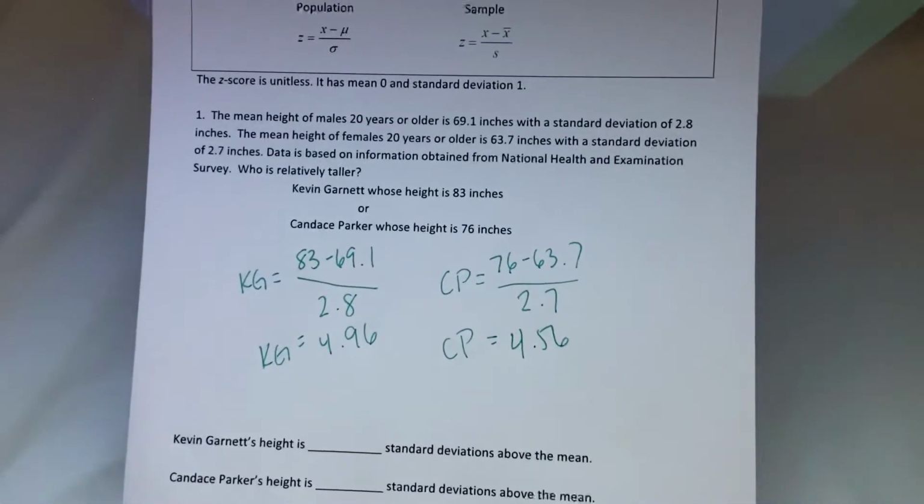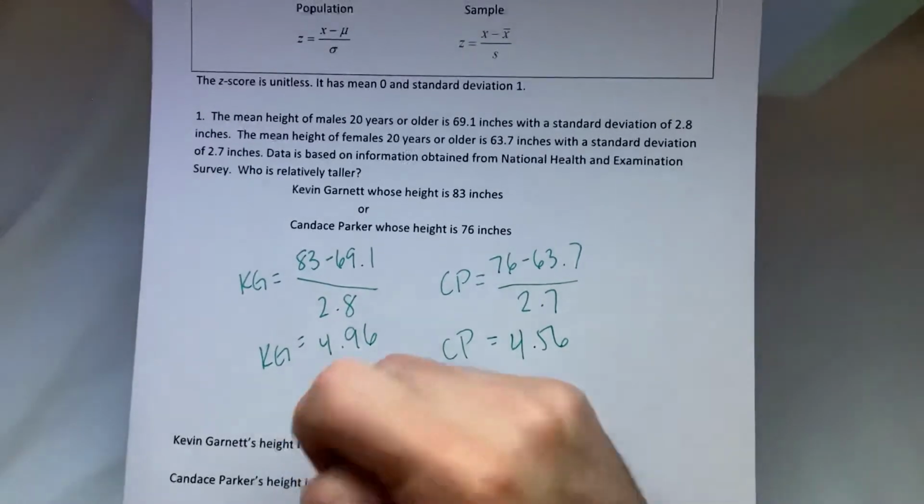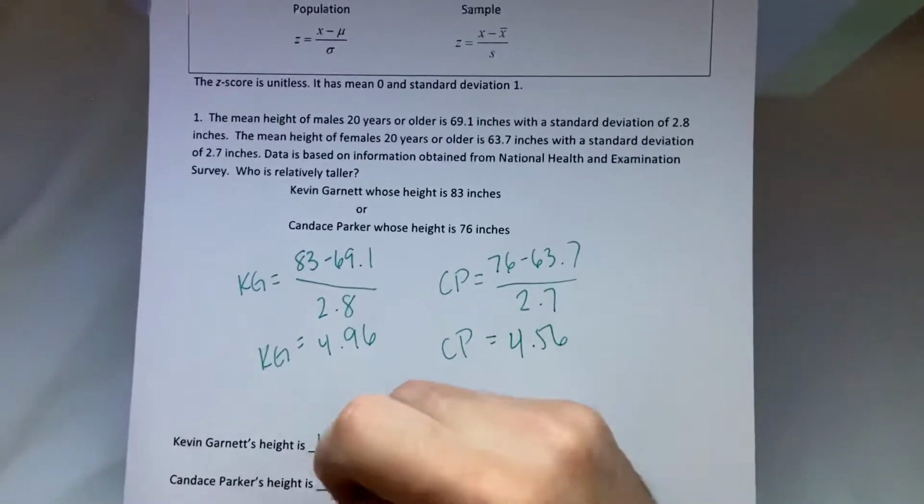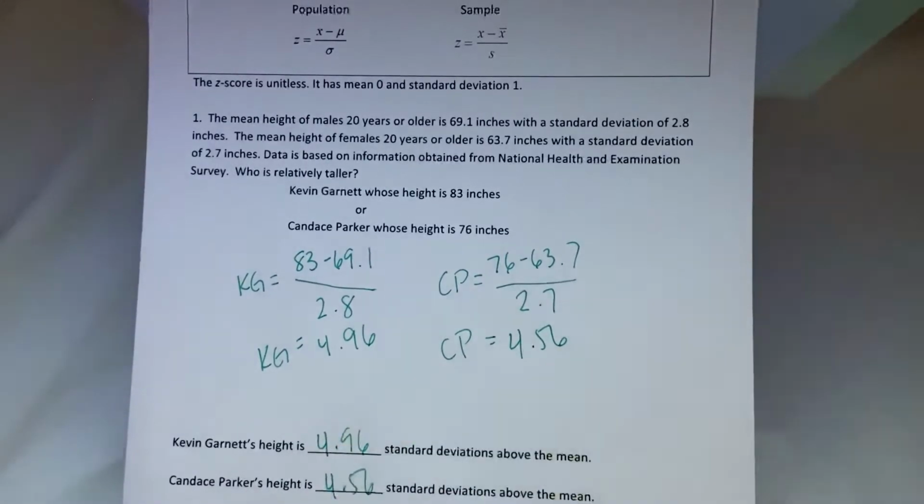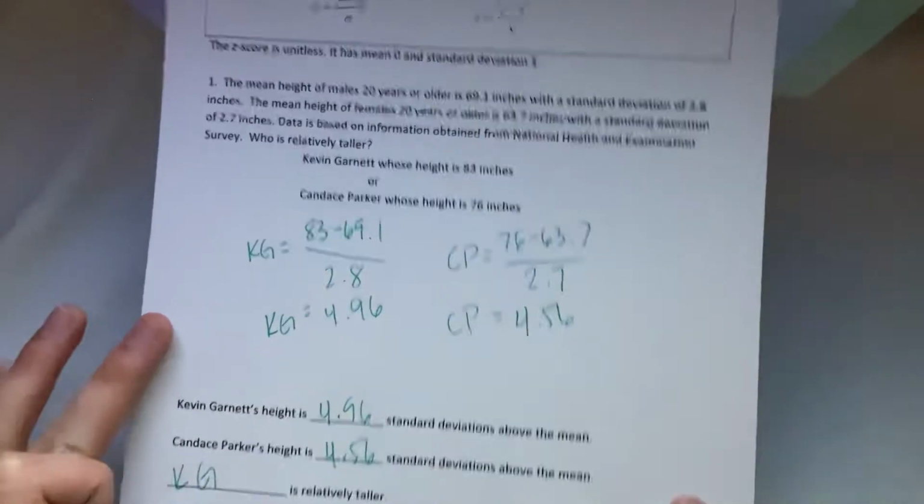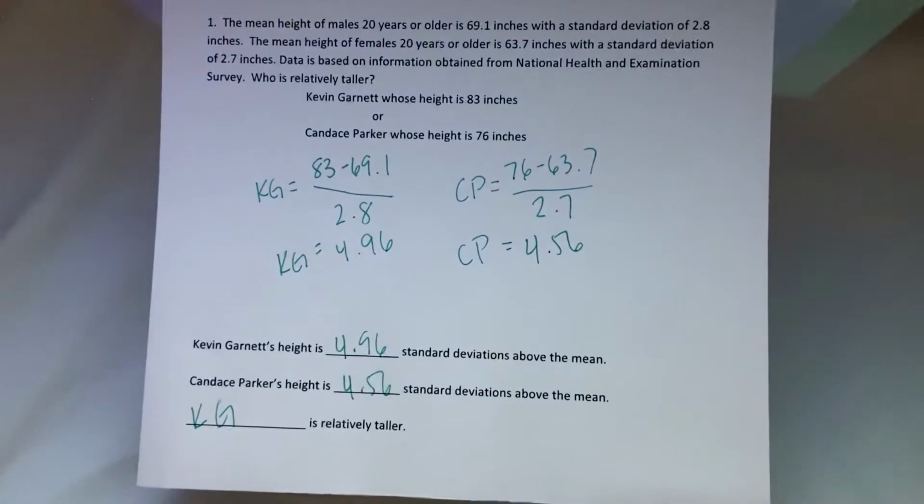So what does a z-score mean? It means Kevin Garnett's height is 4.96 standard deviations above the mean. Candace Parker's is 4.56. Kevin Garnett's is a bigger outlier because it has a slightly bigger z-score, so Kevin Garnett is relatively taller.